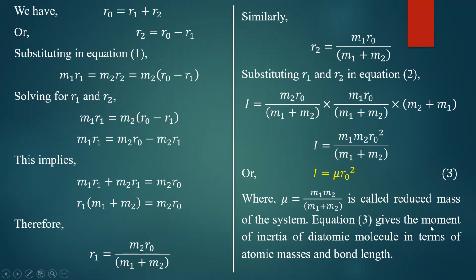And this equation gives the moment of inertia of a diatomic molecule in terms of the atomic masses and the bond length. If you know the atomic masses M1 and M2, and if you know the bond length, you can find the moment of inertia. Or if you know the moment of inertia and the masses, then definitely you can find the bond length of the molecule, and that is going to be used in the RV spectrum experiment done in the 604 laboratory.